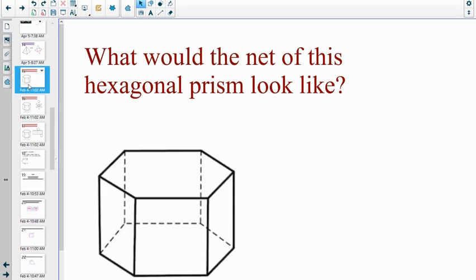Here is a hexagonal prism. I don't know if there's a technically correct way to pronounce that. The bases are hexagons, and we've got these, looks like squares connecting those two. I want you to think about what a net of this would look like if you cut it and laid it out flat.